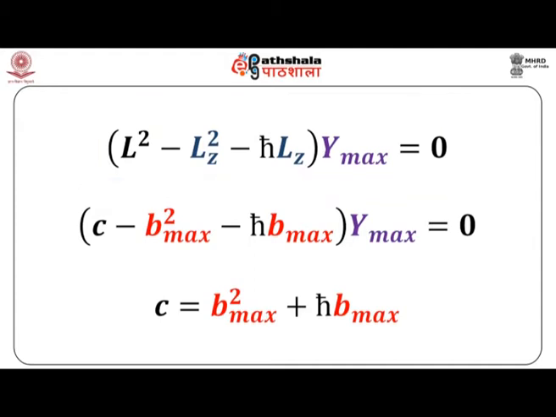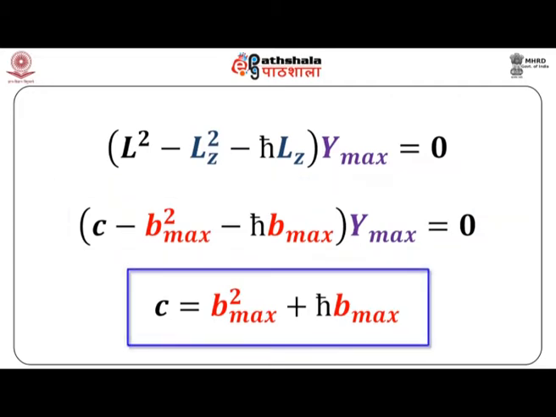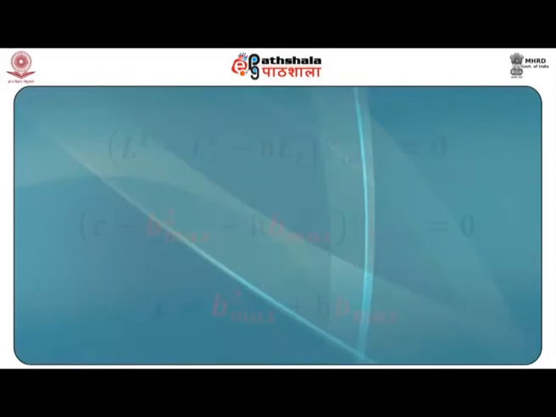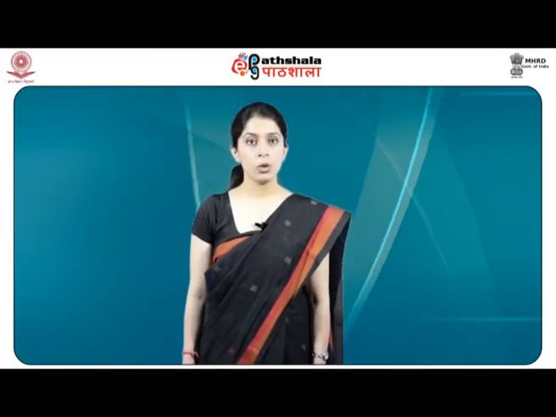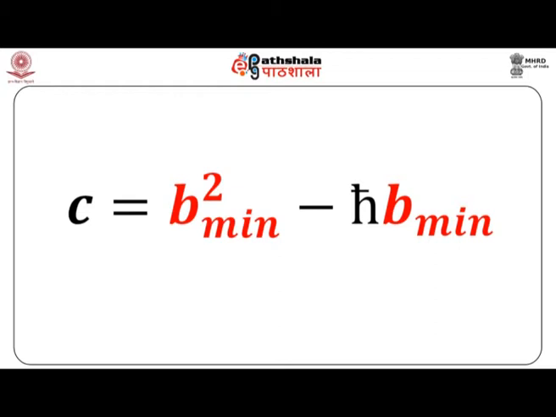Substituting the eigenvalue equation for L square and Lz, we get the expression as C minus B max square minus ħ B max Y max equals to 0. This indicates that C is equal to B max square plus ħ B max. On similar grounds, the lower limit is obtained as C equals B min square minus ħ B min.